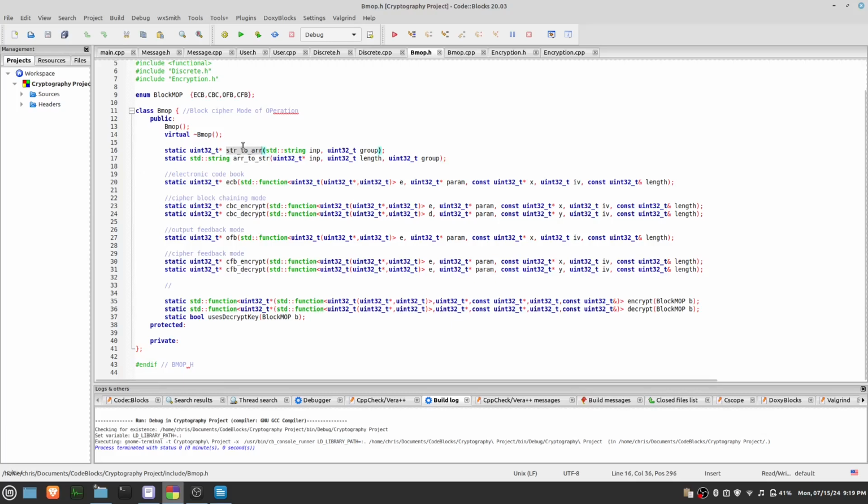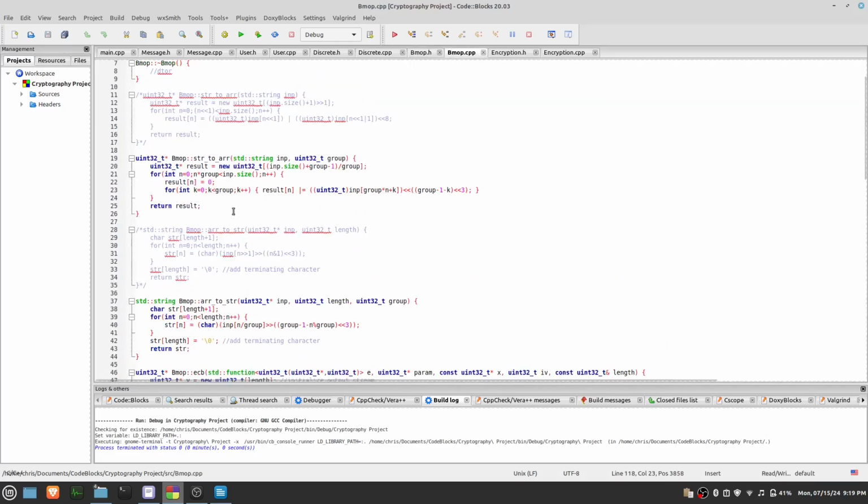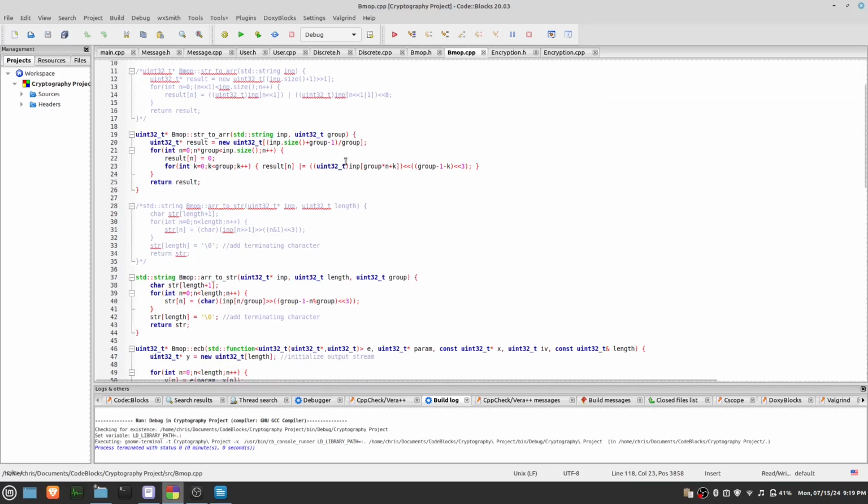Also, for some reason, I decided to group into the BMOP class the functions that convert strings into an array of integers, and vice versa. But then we also have these functions which do all the. Let's actually look at how they work. So, string to array. There's this variable group right here, which tells you how many characters to group into each integer.